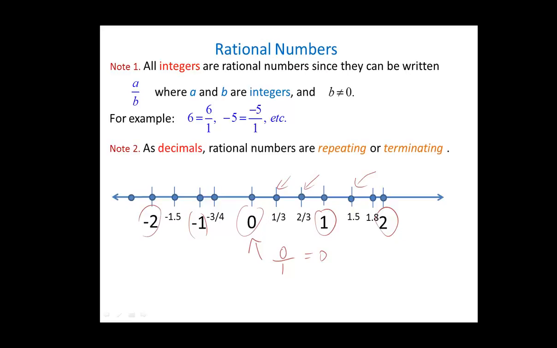Now as decimals, rational numbers are repeating or terminating. For example, here's some decimals which either terminate or repeat, and these are all rational numbers. And if you have a rational number, it will be either a repeating or terminating decimal.